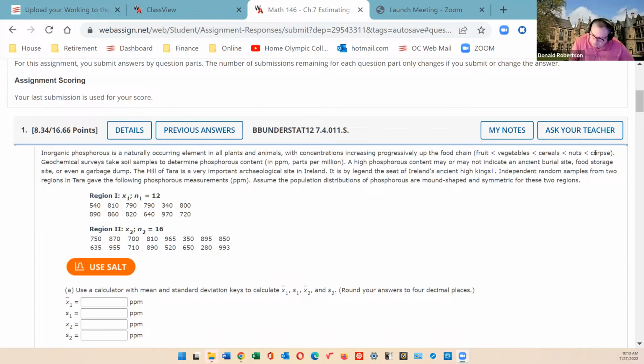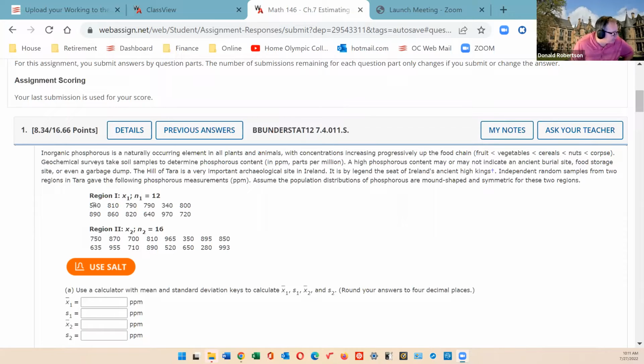And when I first read it, I said corpse. That's my reaction. And corpses, i.e. us when we die, have a lot of phosphorus in us, evidently. So what they do is they collect samples from a region and then another region, and they're interested in phosphorus content. If you have a really high phosphorus content, you might have found a graveyard, right? Lots of dead bodies, lots of phosphorus. So there's a very simple way to tell: take some little soil samples, figure out how much phosphorus, and see if it's interesting.